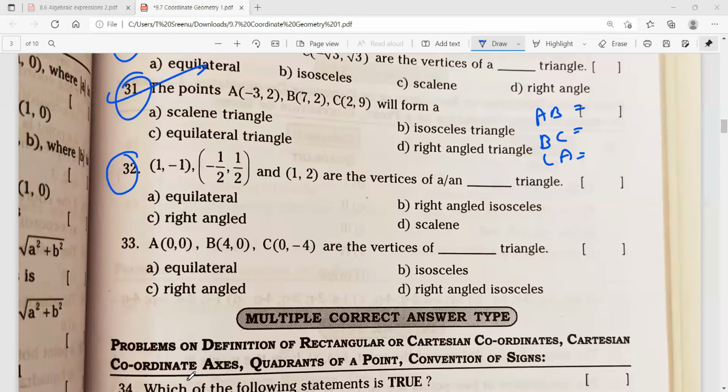What is the answer you got? Isosceles, 2 equal. Isosceles is not there in the options. How much did you get? AB, sir, 9 by 2. One minute.